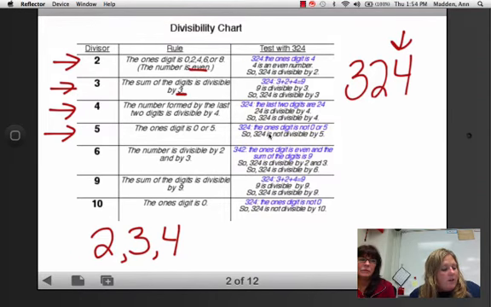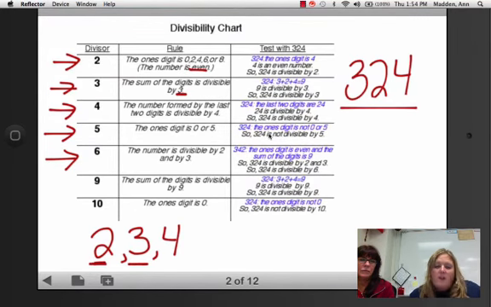Let's take a look at the rule for 6. It says the number is divisible by 2 and by 3. So I don't even need to do anything with this number 324 up here. I need to look, did I write down a 2 and a 3 as my factors? I did. So it's divisible by 2 and 3, so therefore it's automatically divisible by 6.